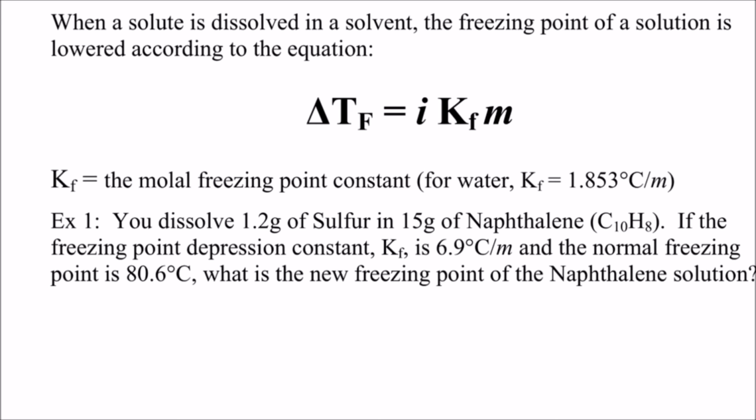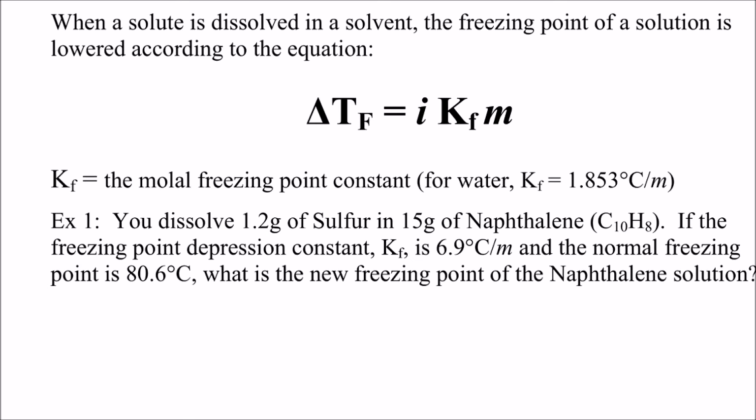You dissolve 1.2 grams of sulfur in 15 grams of naphthalene. And here's the formula for naphthalene. If the freezing point depression constant, or Kf, is 6.9 degrees Celsius per molal, and the normal freezing point is 80.6 degrees Celsius, what is the new freezing point of the naphthalene solution?